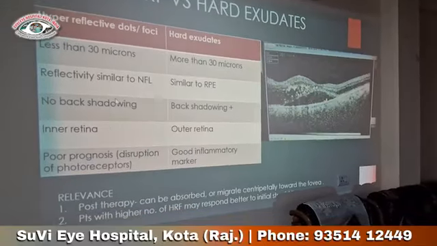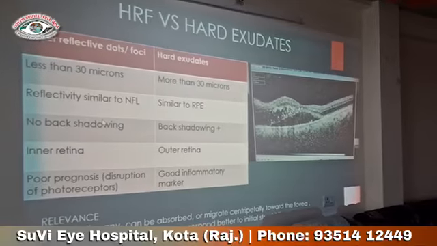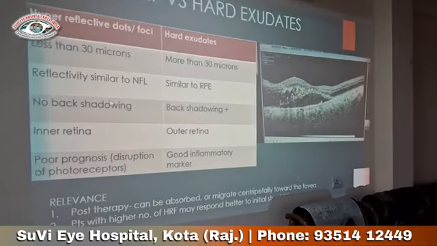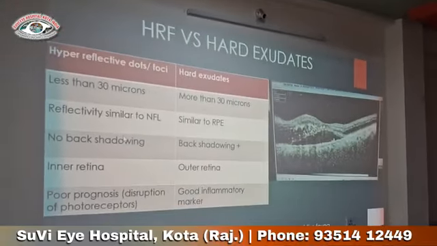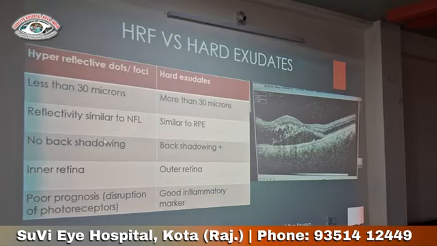Now one more important point: if you keep a patient on regular follow-up, can anyone tell me, as the severity of retinopathy progresses, what happens to the hyperreflective foci? Do they migrate or do they stay at the same place? After giving anti-VEGF, sometimes we see that the patient is not responding, the visual outcome is not improving. This happens because the para-central hard exudates migrate towards the center. That is why the visual outcome is not improving. So that is because of the hard exudates.